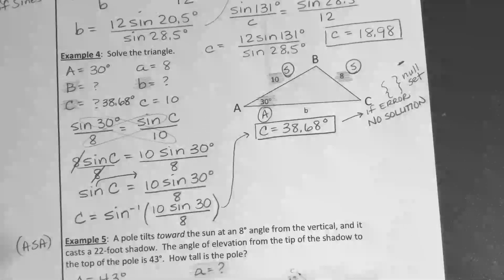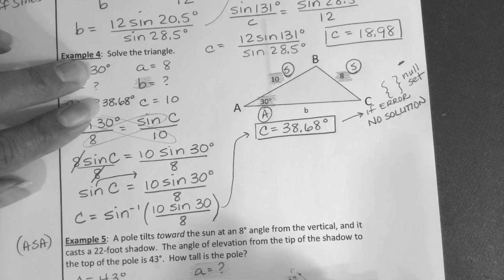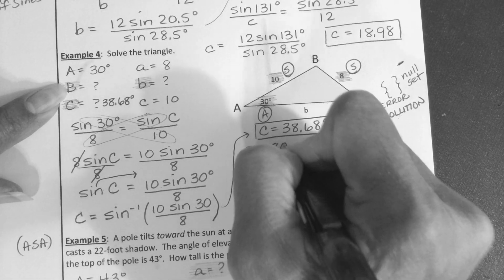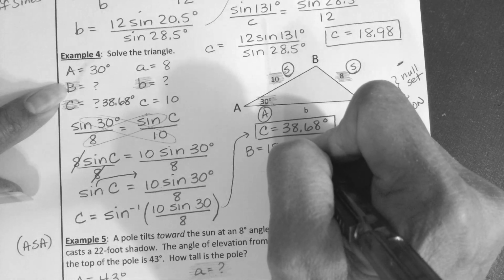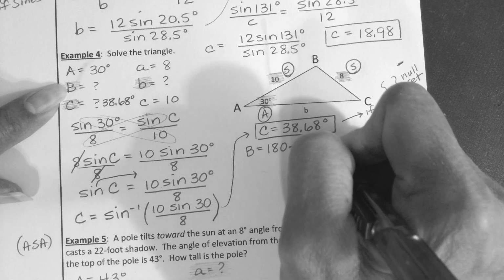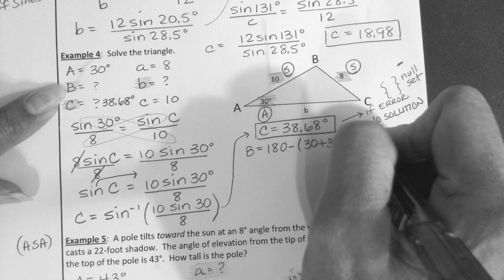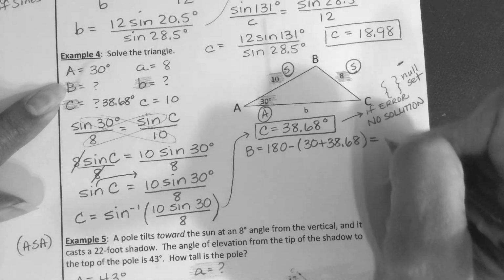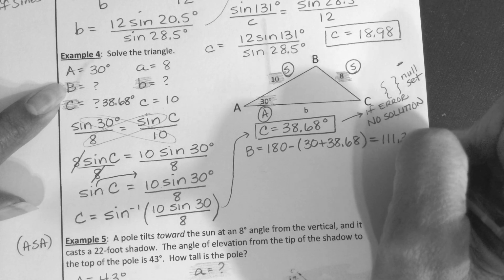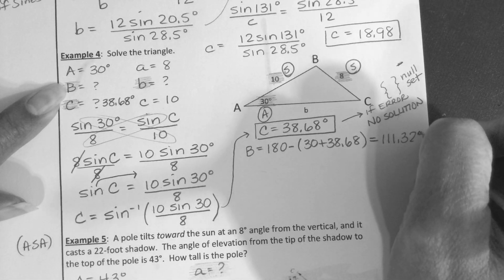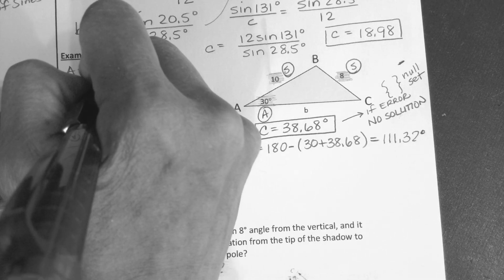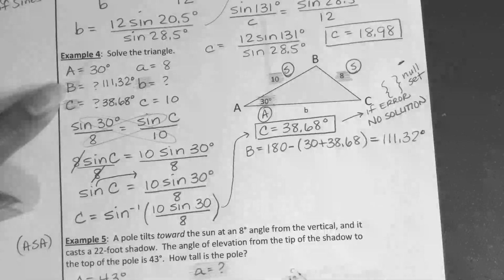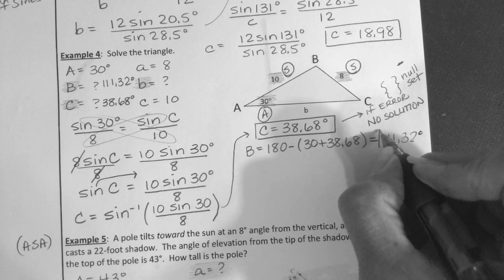And now that I have these two, I can find angle B by subtracting the sum of 30 plus 38.68 from 180. And when I do that, I get 111.32 degrees. Whoops. So this one here becomes 111.32 degrees. Okay, so this is the second answer that I have.